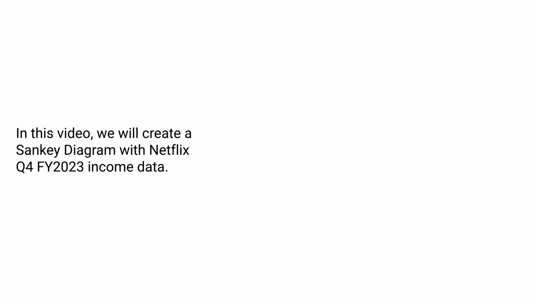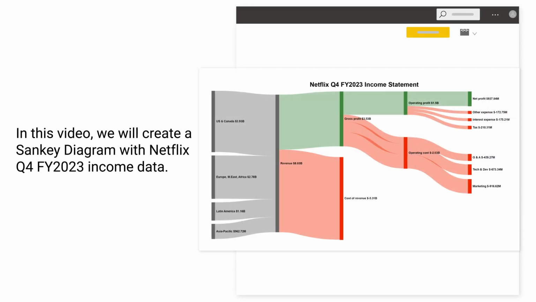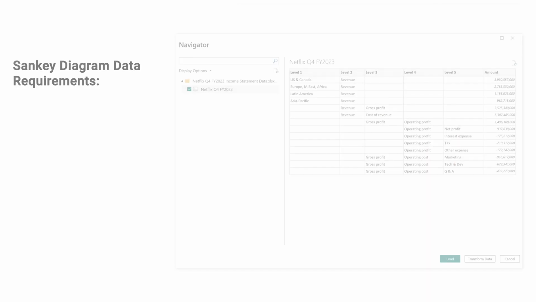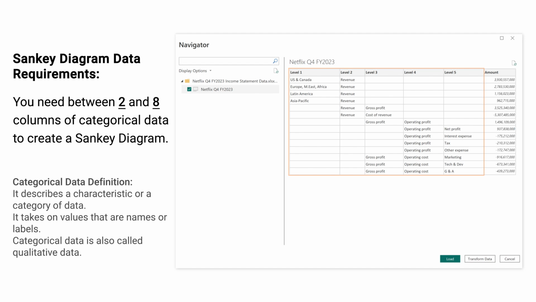In this video, we will create a Sankey diagram with Netflix Q4 for year 2023 income data. Sankey diagram data requirements: you need between 2 and 8 columns of categorical data to create a Sankey diagram.